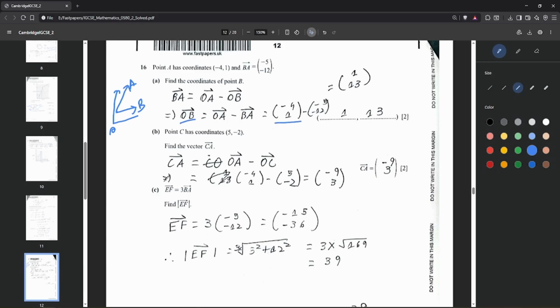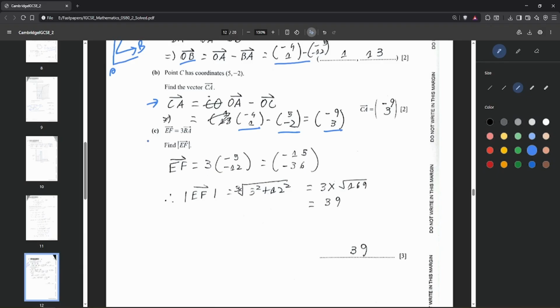So now we write the vectors minus 4 and 1 and we subtract minus 5 and minus 12. If we do minus 4 plus 5, we get 1, and if we do 1 plus 12, we get 13. Now point C has these coordinates. Find the vector CA. Using the same knowledge, CA is equal to OA minus OC. We give the value of OA and the value of OC, and subtract to get minus 9 and 3.